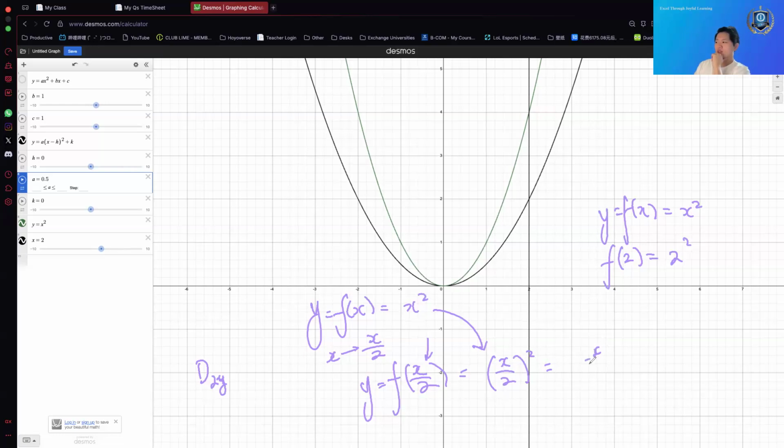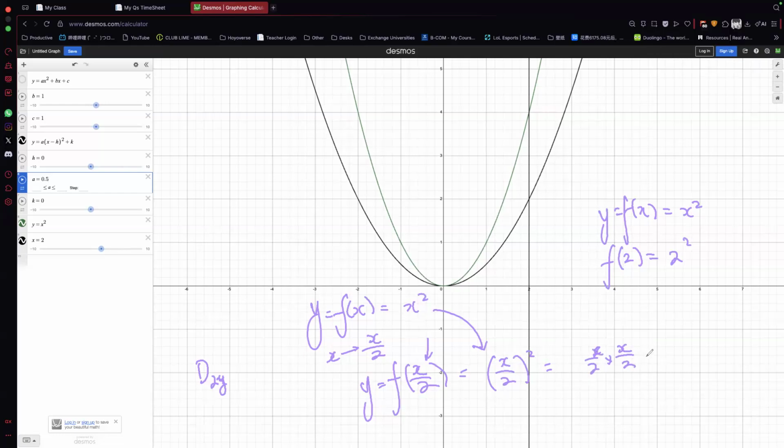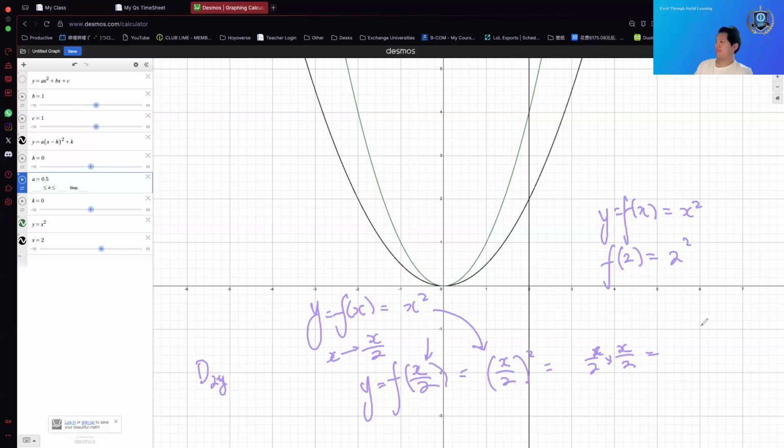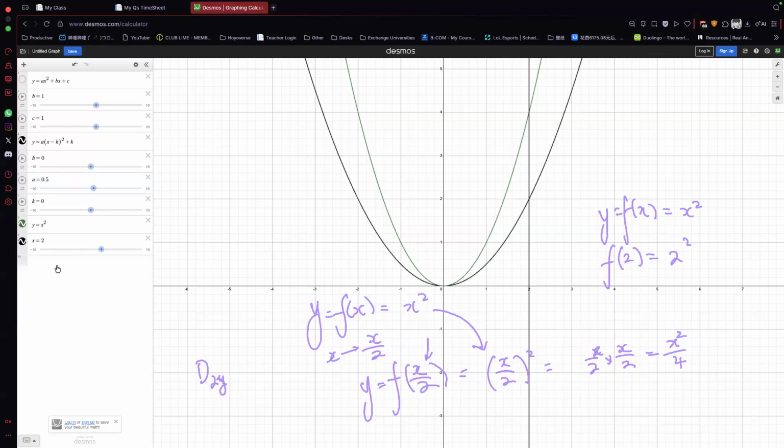What are we doing? We're x on 2 times x on 2. That's not going to give you 2x. Top with top, you get what? X squared. Good, and then bottom with bottom, you just get x squared on 4, right? Yep. That's what I mean, your dilation from 2.